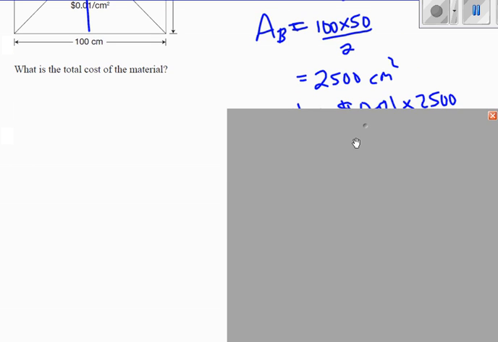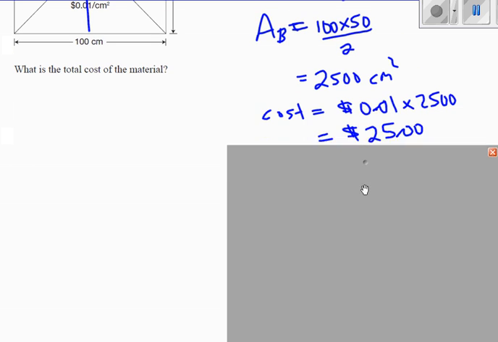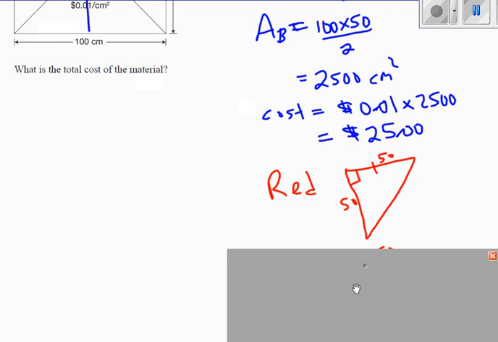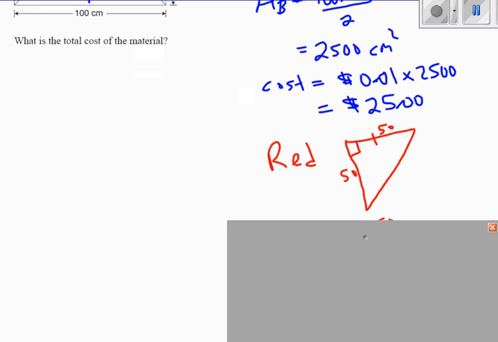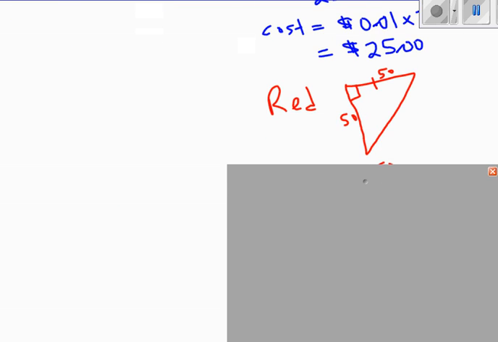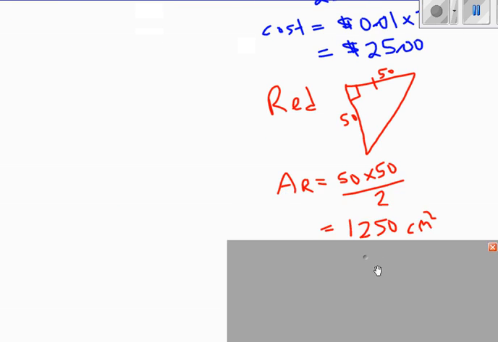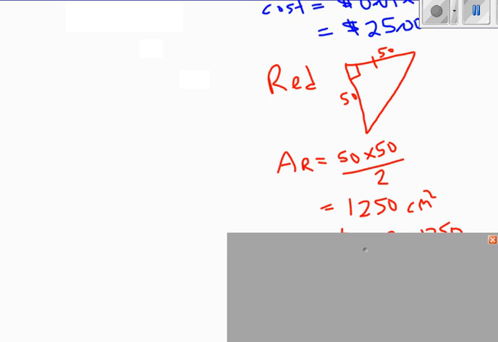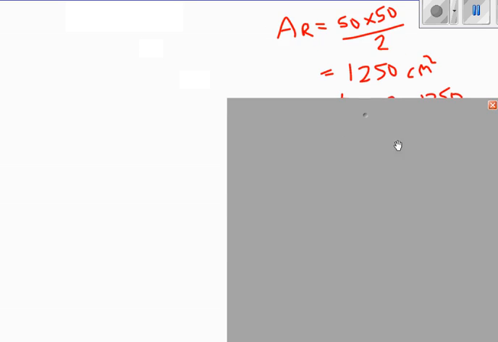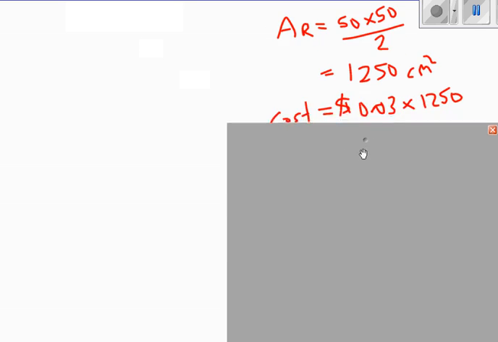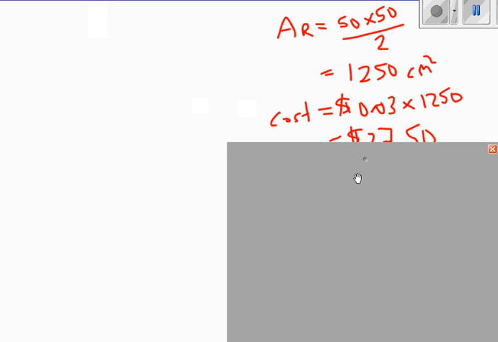And at a cost of 1 cent per square centimeter, that's a $25 cost for the blue part of the flag. Then I went to the red part of the flag, and again, I knew that it was a 50 by 50 base and height. So 50 times 50 divided by 2 gave me an area of 1,250 square centimeters for red. And at a cost of 3 cents per square centimeter, that's $37.50.